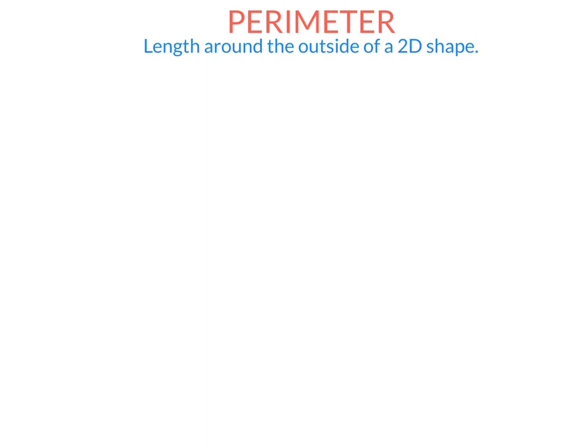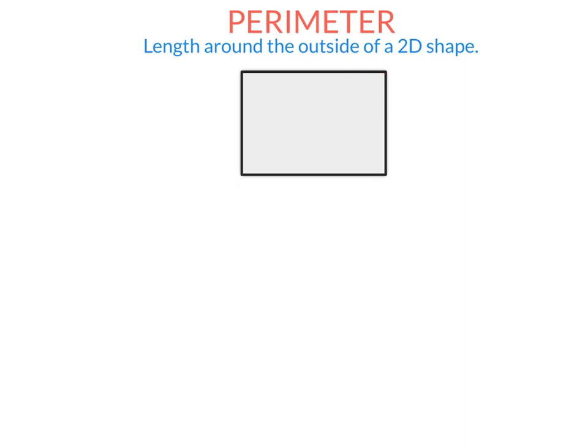So perimeter is the length around the outside of a 2D shape. Of course, 2D means two-dimensional. So if I draw here a rectangle for you, this shape is two-dimensional. One dimension is length, one dimension is width. It has two dimensions. So the perimeter of this shape is just the length around the outside.